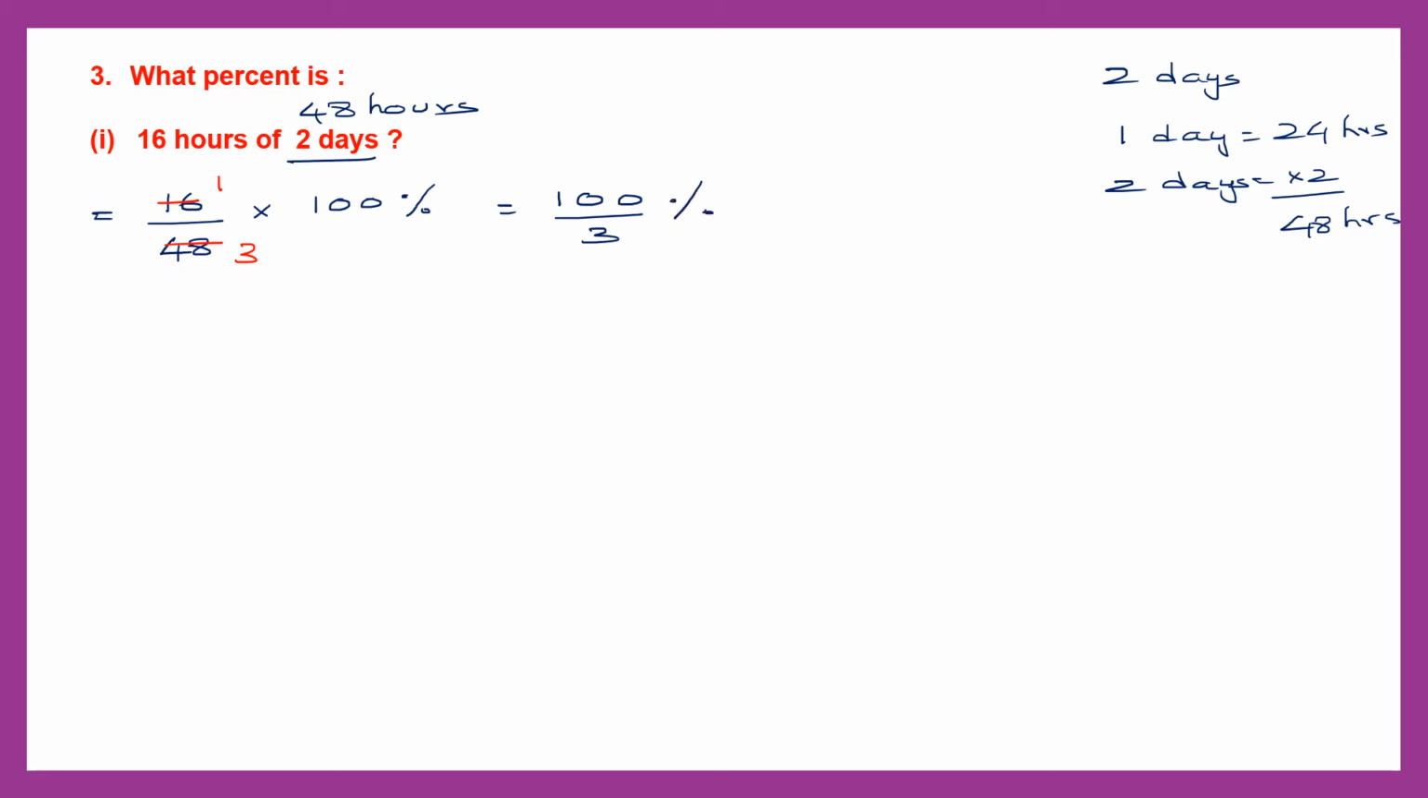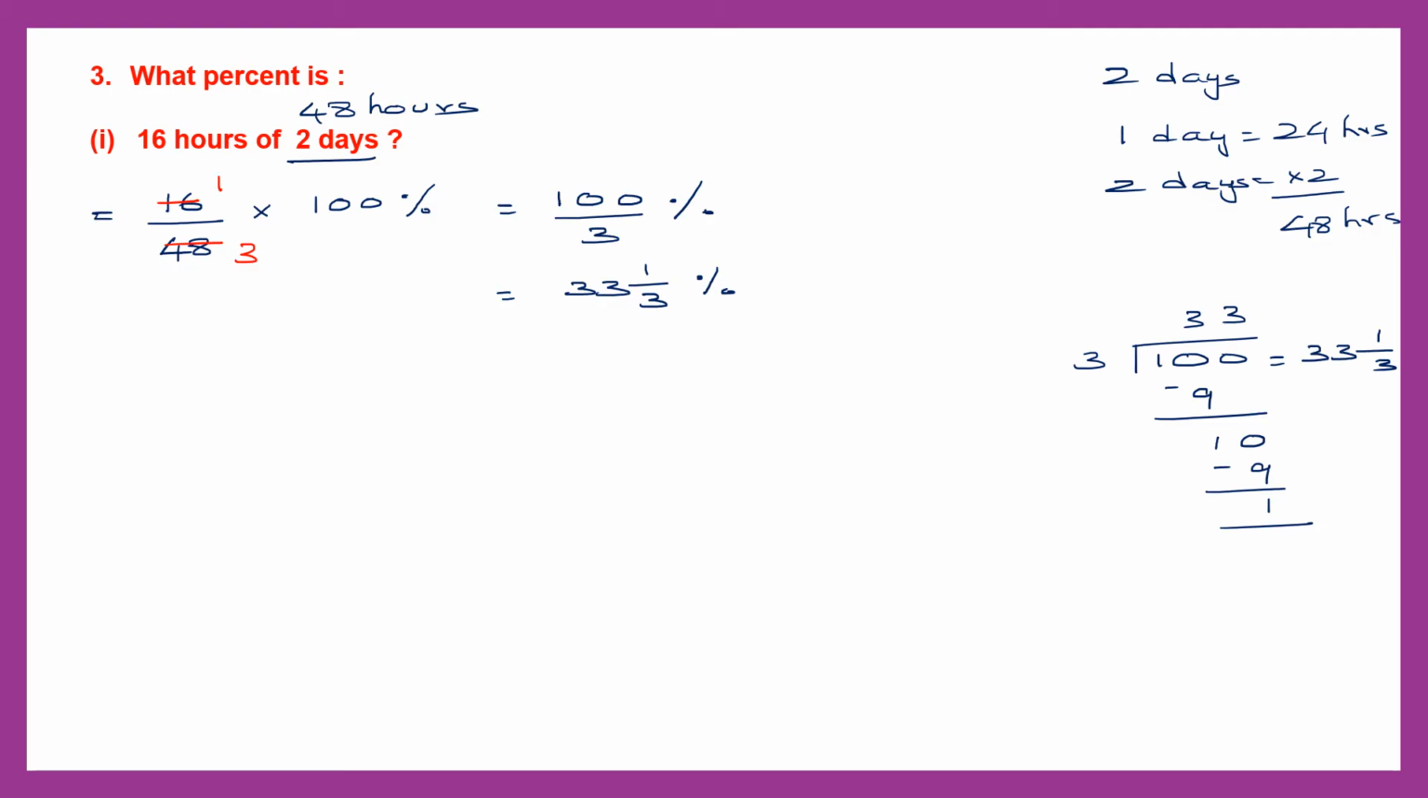Now let's convert this to a mixed number. For that, we're going to divide 100 by 3. 3 threes are 9, 10 minus 9 is 1. Bring down 0. Now 3 again, 3 threes are 9, 10 minus 9 is 1. So we have our mixed number. What will it be? It will be 33 1 by 3. So let's write it here. So this will be 33 1 by 3%. So this is our answer, 33 1 by 3%.